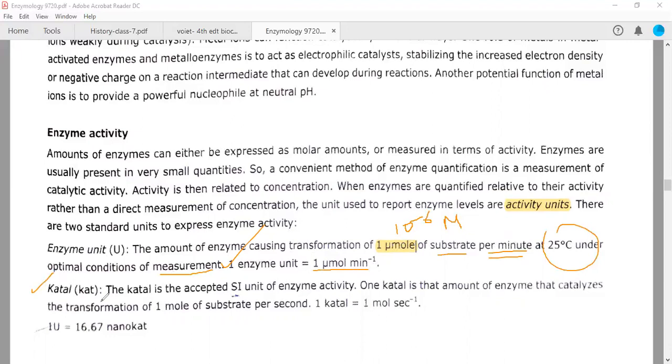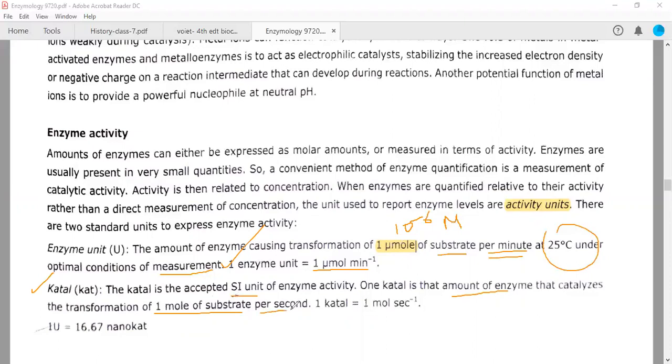Katal is actually the big unit, and therefore katal is the SI unit of enzyme activity. So one katal is the amount of enzyme. Here you will take 1 micromole, but here in katal, the amount of enzyme which will be able to catalyze the transformation or the conversion of 1 mole of a substrate. So here you are taking 1 micromole, but here you are taking directly 1 mole of substrate.